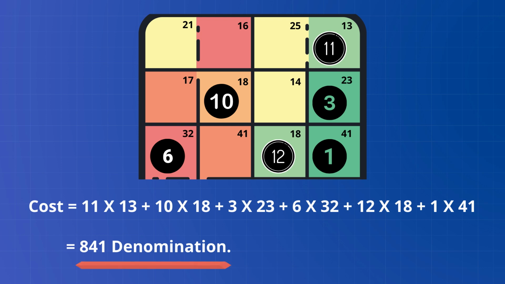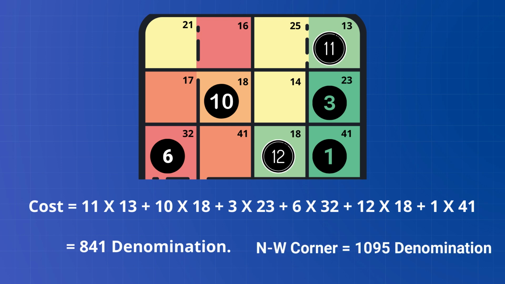As compared with what we got from the northwest corner method, the cost obtained from VAM, or Vogel's approximation method, is more optimum, as you can see here.